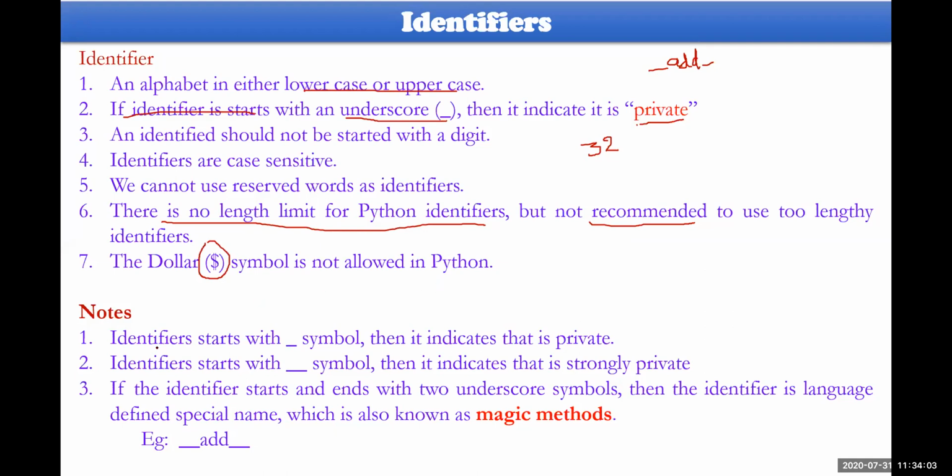Very importantly, if an identifier starts with a single underscore, then it is a private kind of thing, whereas a double underscore is strongly private. If an identifier starts and ends with two underscore symbols, they are called special names, which are defined by Python, and they are also called magical methods. It is one of the very important interview questions you need to remember. Something like underscore underscore add underscore underscore is a magical method. All system methods are defined with underscore underscore some name followed by again underscore underscore.